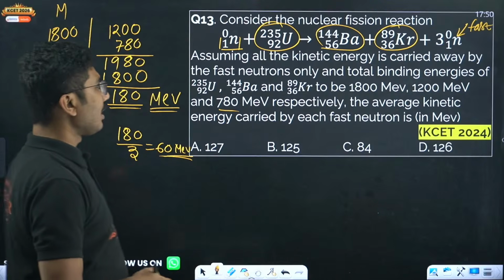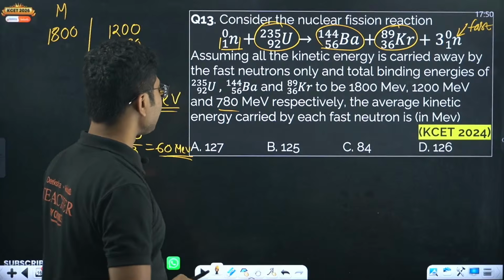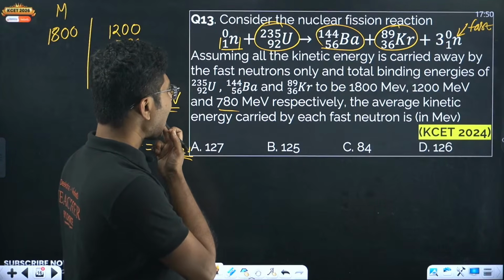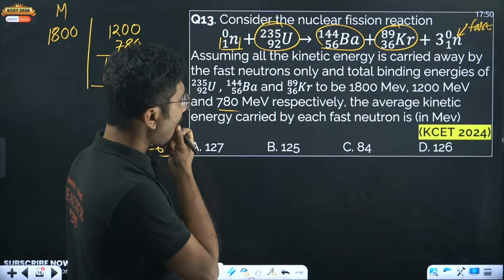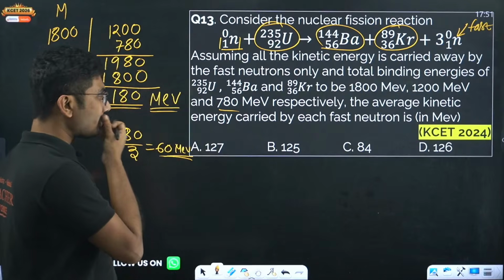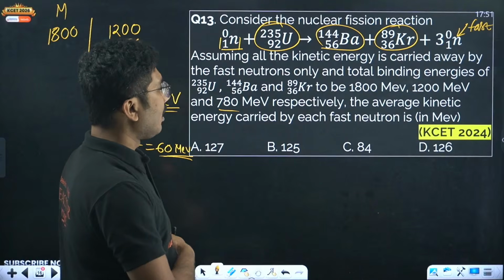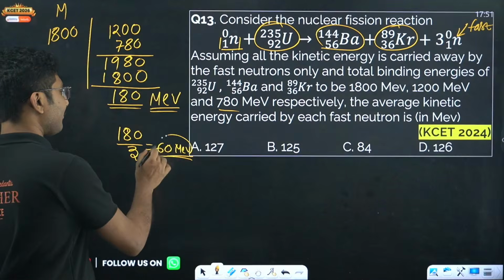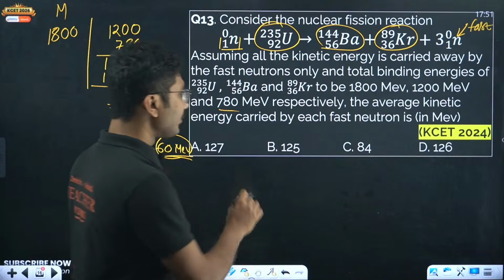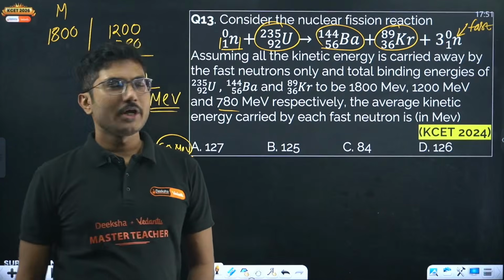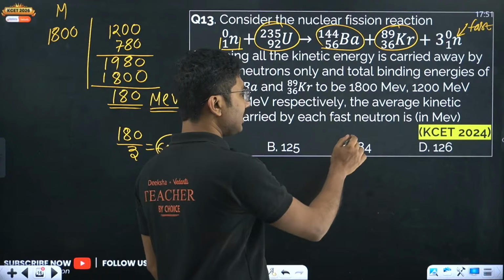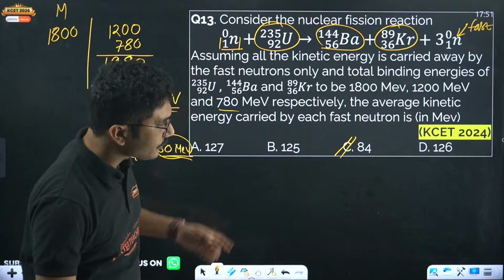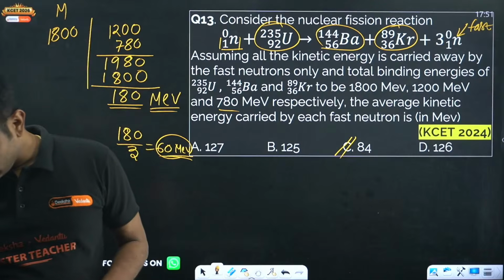Now here the values given in the options are not properly correct. Total binding energies are given, so the binding energy per nucleon is not required. The kinetic energy per fast neutron is 60 MeV, which is not given in any of the options. If you want to guess an option, it should be the closest option, which is 84. This question should be a bonus question in 24.